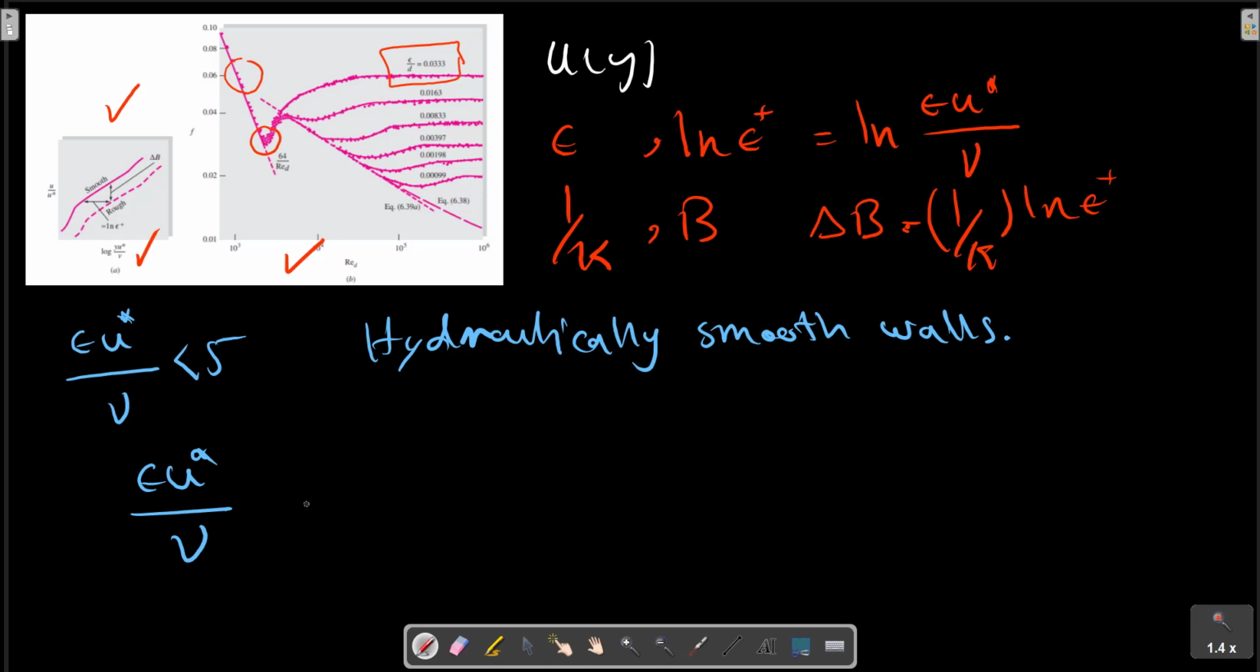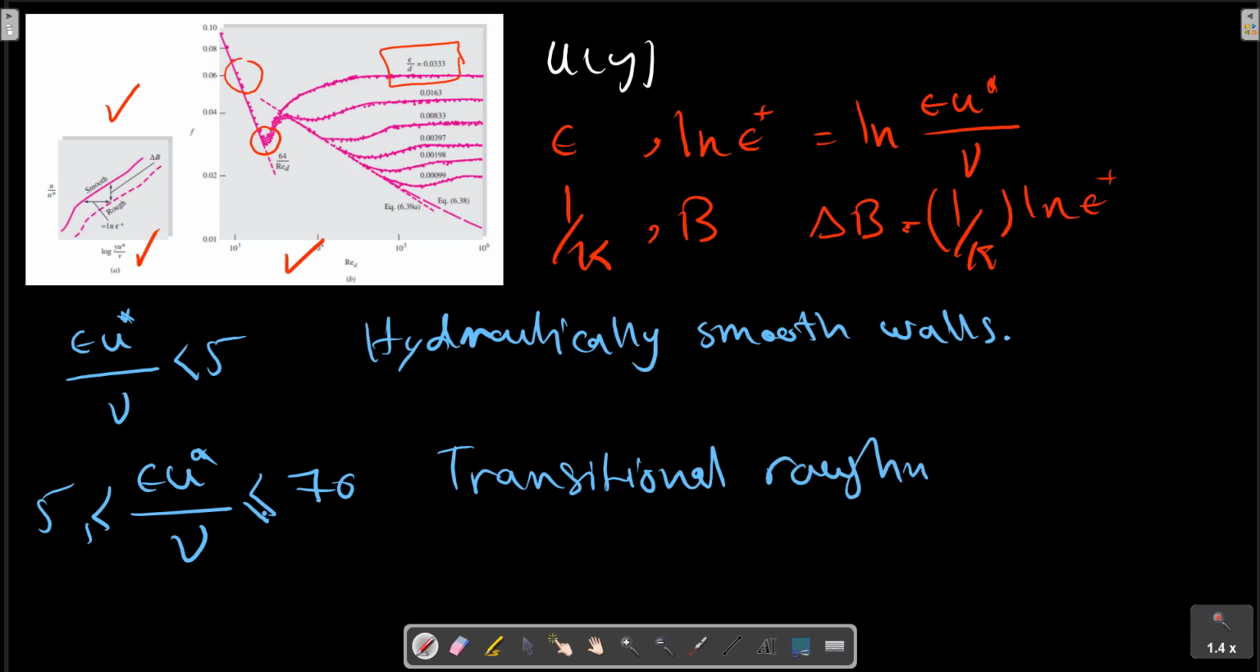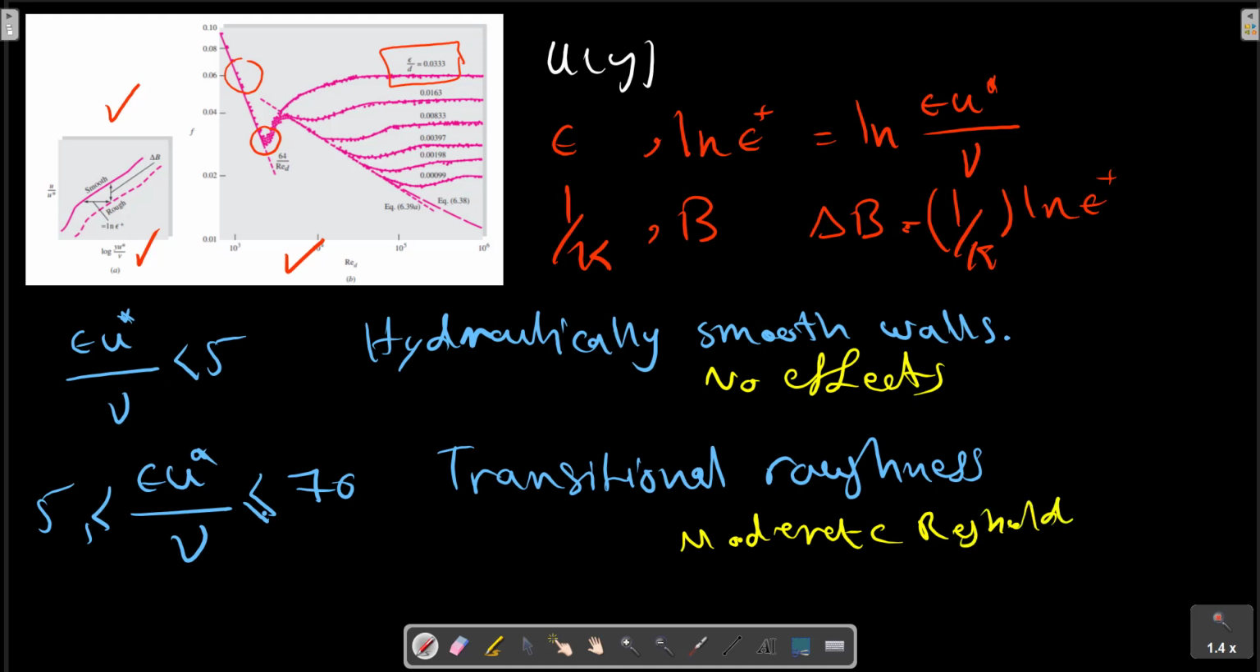Then transitional roughness: at moderate Reynolds numbers, no effect, and at moderate Reynolds number, there is an effect.